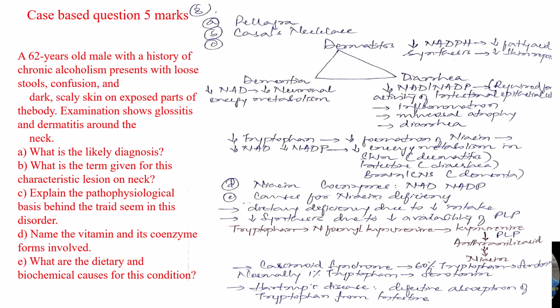The next question is: name the vitamin and its coenzyme form involved. The vitamin is niacin, and the coenzymes include NAD and NADP. Next, what are the dietary and biochemical causes for this condition?